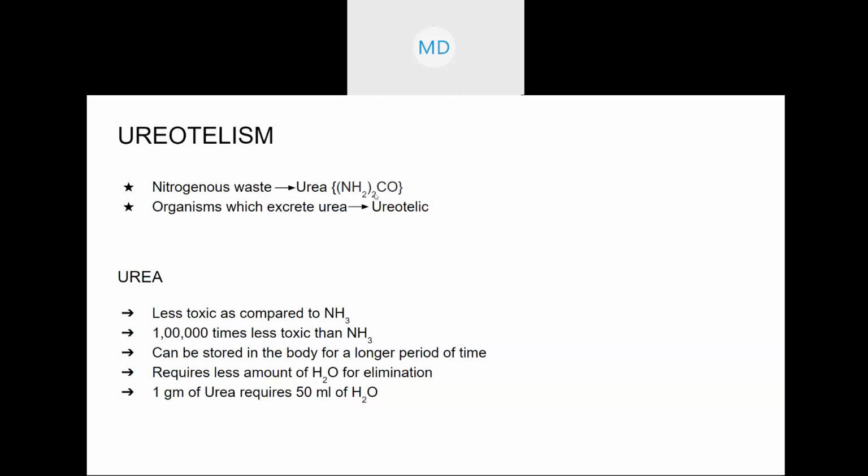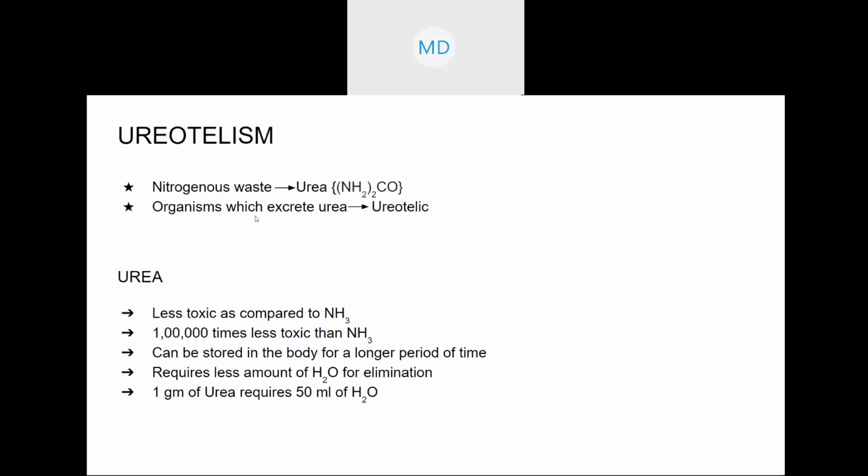This is the formula for urea. You can write it down. Note it down. So the organisms which excrete urea are known as ureotelic. The process is known as ureotelism, and the nitrogenous waste is urea.